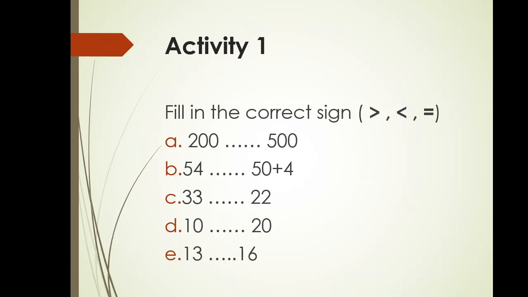Okay, it's time for the activity. It says fill in the correct sign. Is it greater than, less than, or equal to? A, we have 200 and 500. B, we have 54 and 50 plus 4. C, we have 33 and 22. D, we have 10 and 20. E, we have 13 and 16. You fill in the correct symbol.